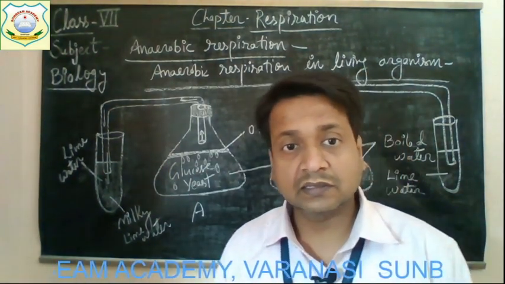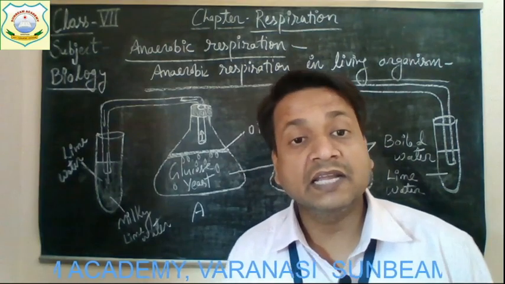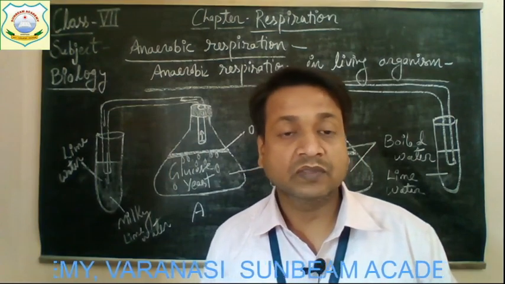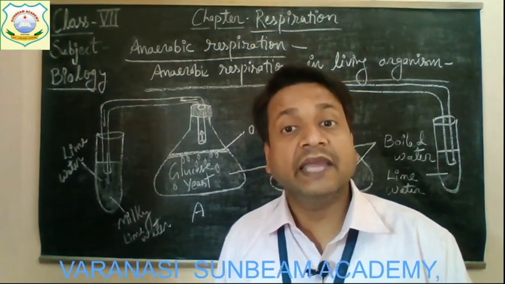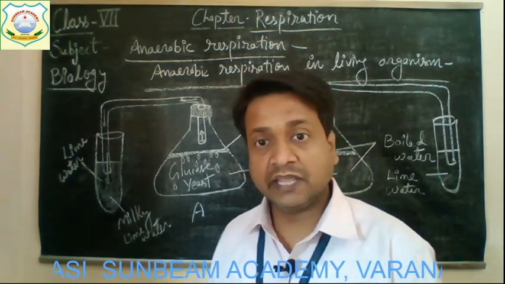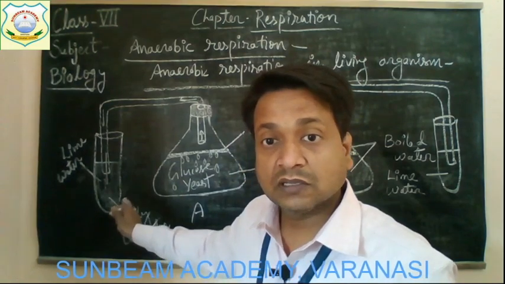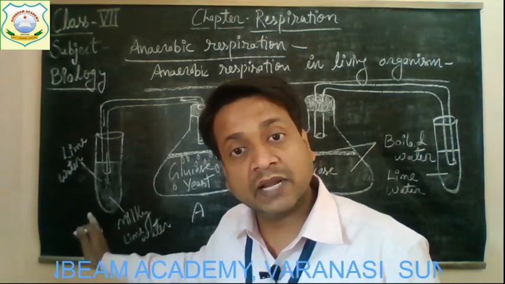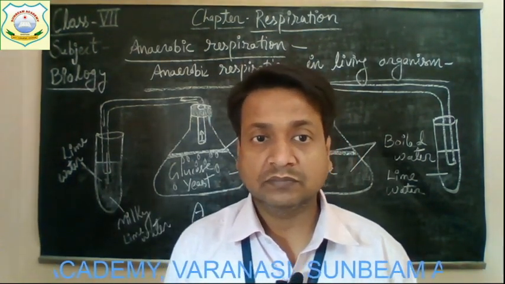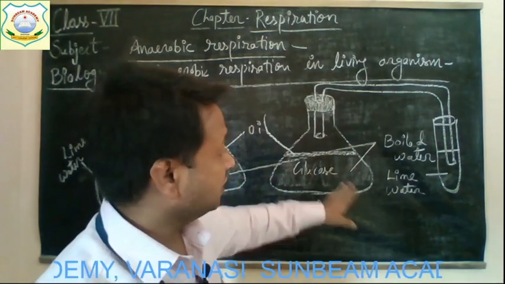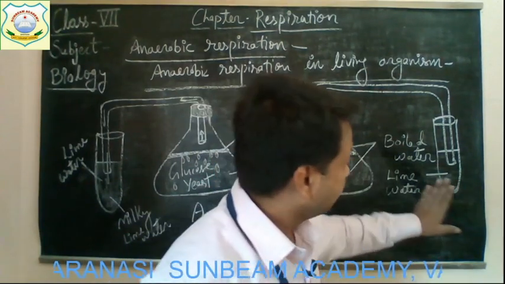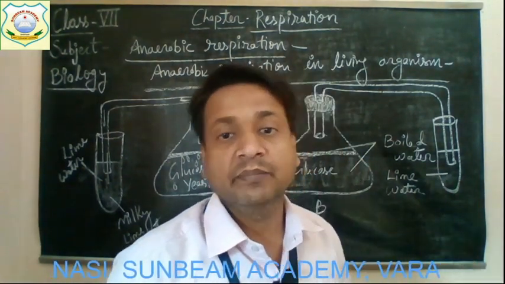Get it, children? So this indicates that the gas coming out from the flask is carbon dioxide, because carbon dioxide gas can turn lime water milky. A reaction takes place here in which the lime water reacts with carbon dioxide and a milky product forms. But in flask B, there are no bubbles and the lime water remains the same. It does not turn milky.